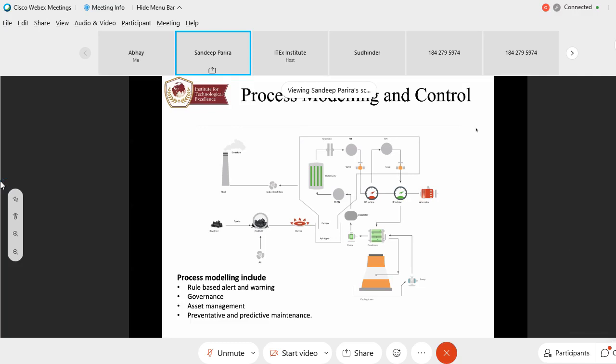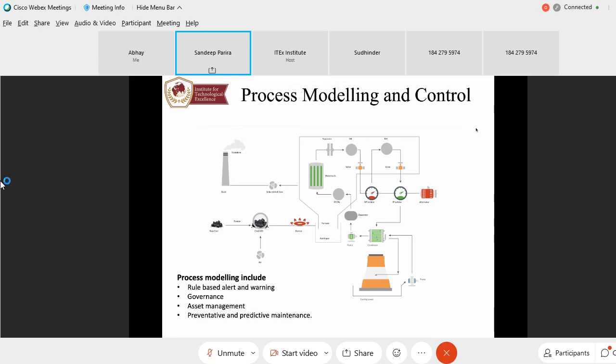So in this I'm just trying to show you the process modeling, and how you can build all of this into a kind of dashboard. What I am trying to show is a very miniature description of how a thermal power plant works. Just like a flow chart, you can build a process.